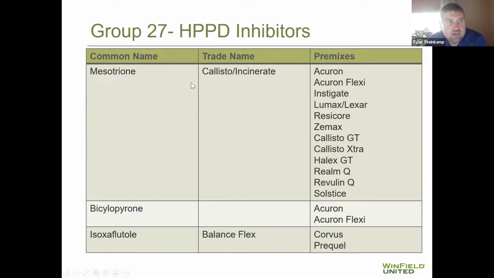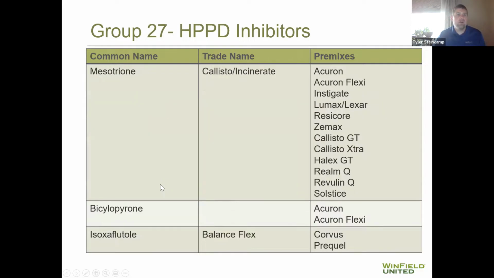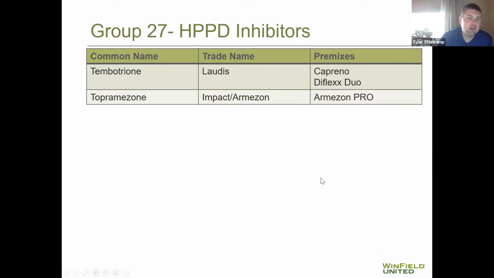Last group here is the group 27s. Okay, so we got mesotrione, bicyclopyrone, isoxaflutole, tembotrione, and topramezone. A lot of these are in quite a few different premixes as well. A lot of these are actually fairly similar.